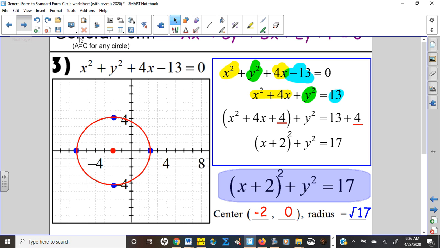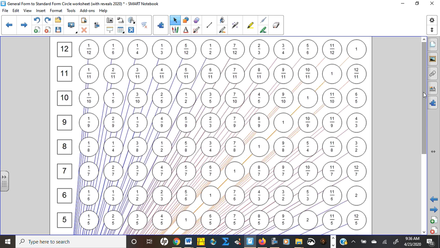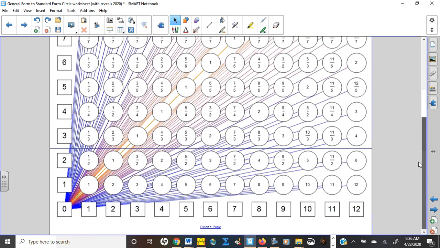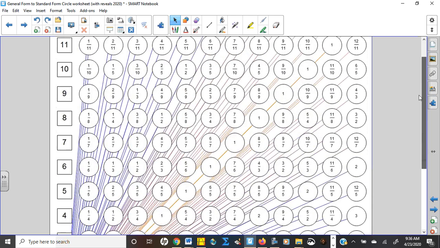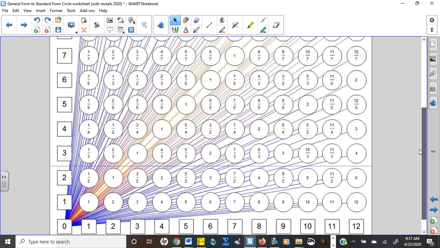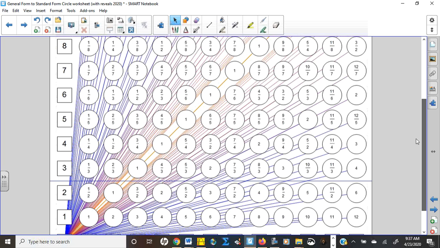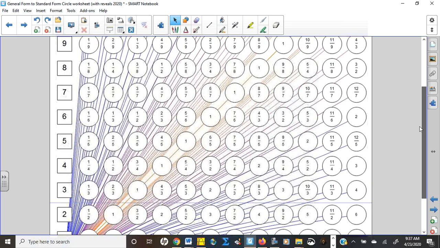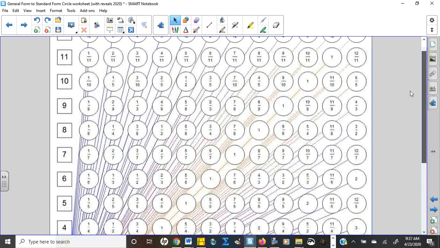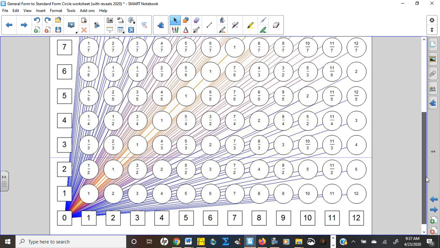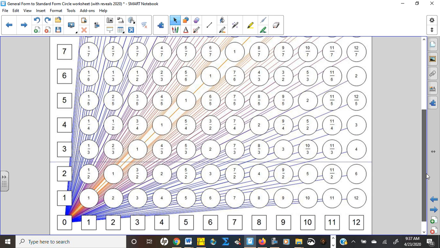Look at this picture. You ever seen this before? Probably not, okay? This is a way to create every possible rational number. Rational numbers, remember, are integers divided by integers. These are all the positives, okay? By using just the natural numbers, so 0 through 12 up to this point. And this would go on infinitely, right? Because there are infinitely many rational numbers.